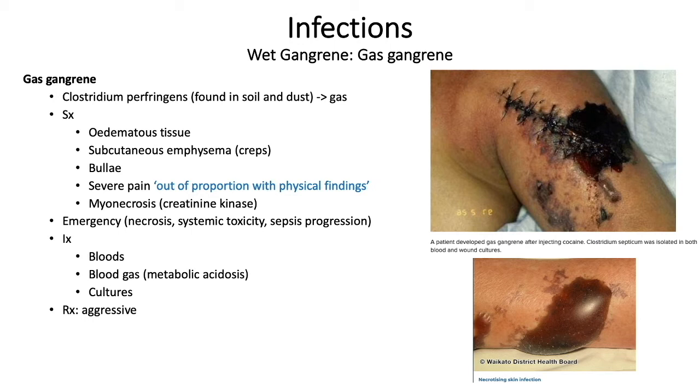It's important to note that lack of crepitus in the tissue doesn't exclude gas gangrene. The image on the bottom right shows another sign that can be seen, and that is brown-coloured bullae. This is a severely painful condition, and the pain is often described as being out of proportion with physical findings. That can be useful to help differentiate your diagnoses. You can see muscle swelling, and there's a rapid onset of muscle necrosis. And although creatine kinase measurement is helpful, it's important to know that it's not sensitive or specific.